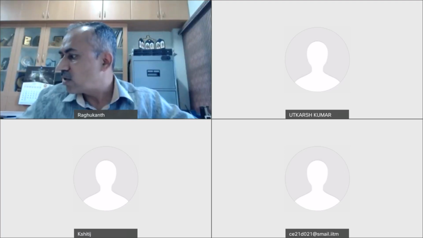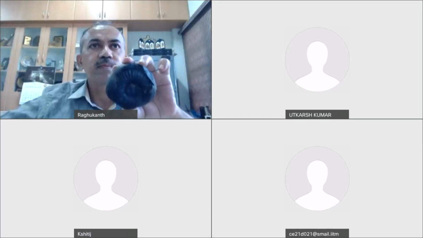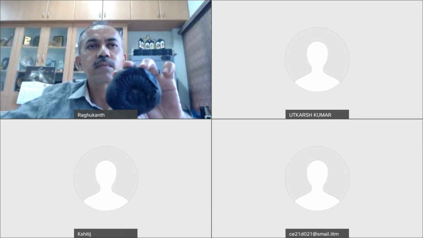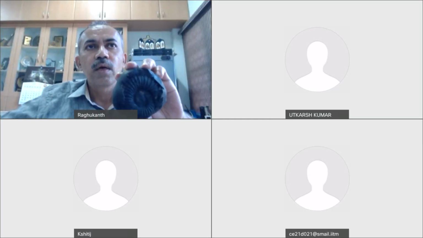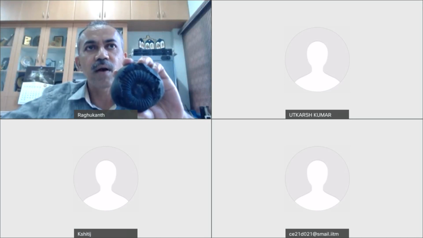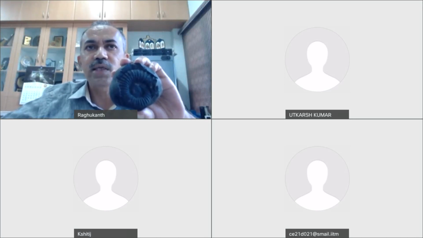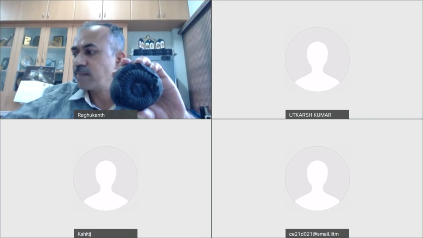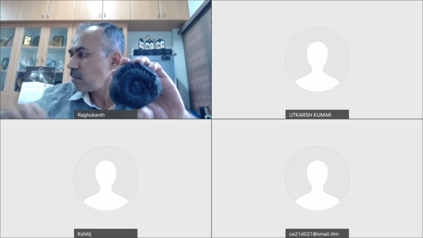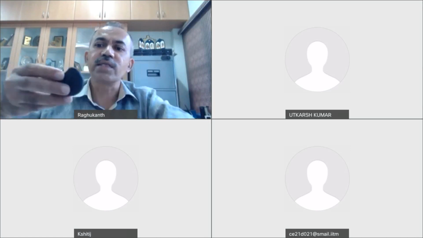Can you see this? I will just show you one rock. Is it visible to all of you? Yes, sir. What is this? Can you see any peculiar thing? This is a rock basically. It is a fossil of some ocean life. What do you call this? Any of you have any idea?